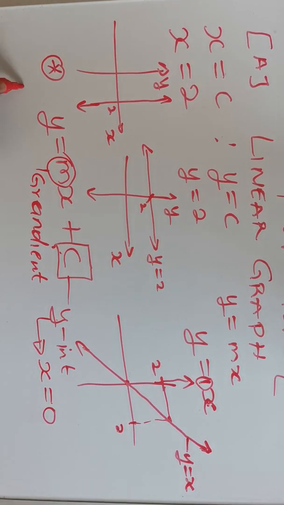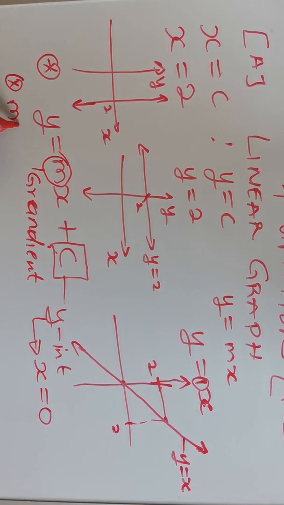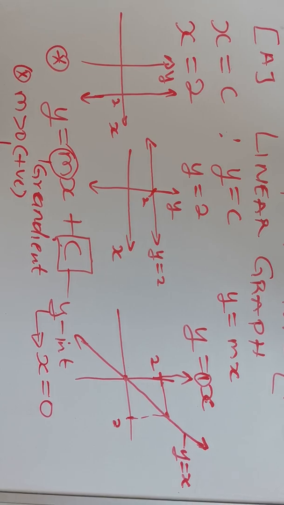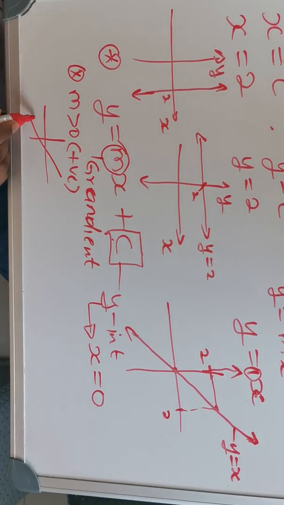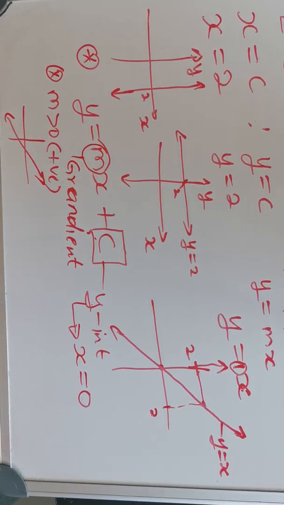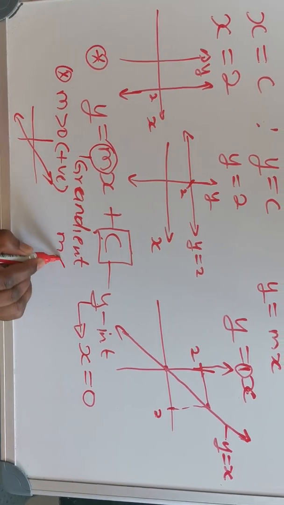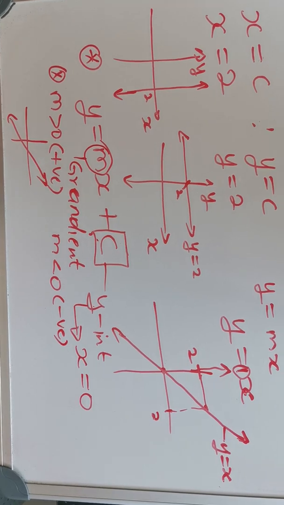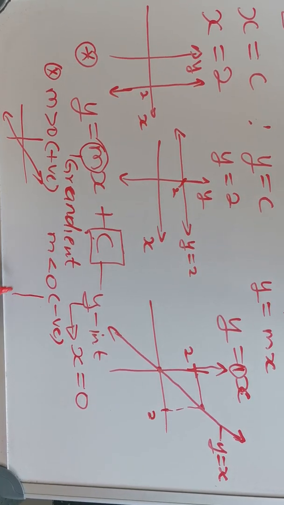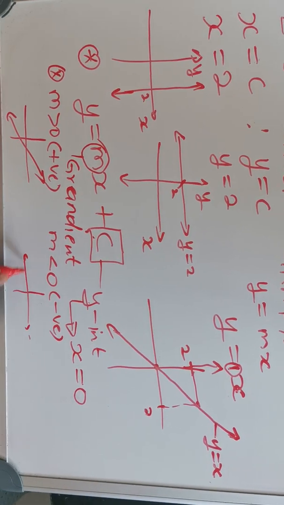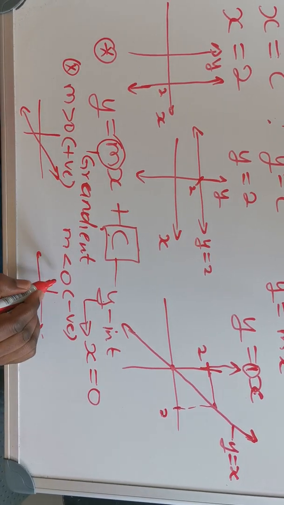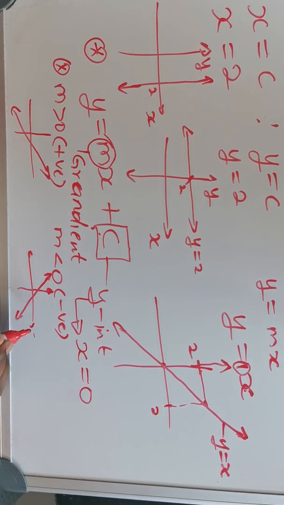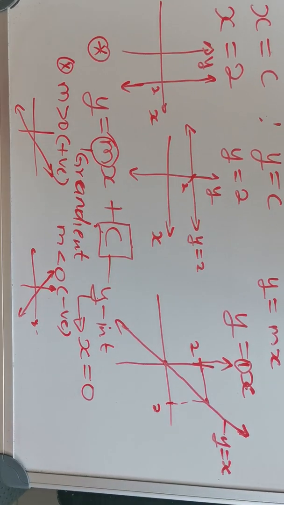Then here we say, if your gradient is greater than 0, meaning it's positive, your graph will be something like this. You use your right hand rule, so it will be something like this. But if your gradient is less than 0, which means your gradient is negative, you would use your left hand rule, which means your graph would be something like this. Don't forget, this is our y-axis, this is our x-axis.